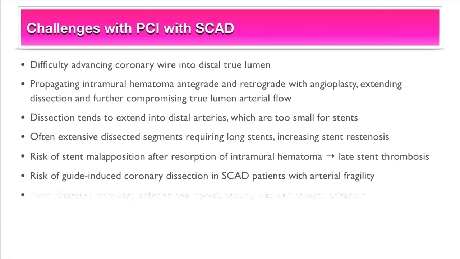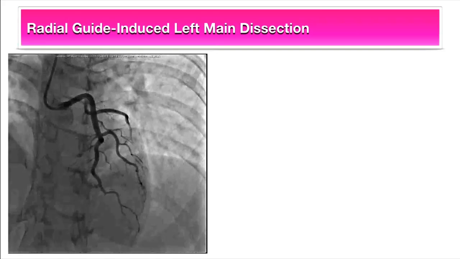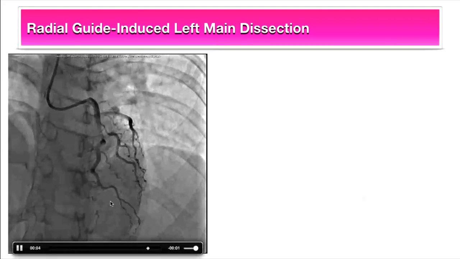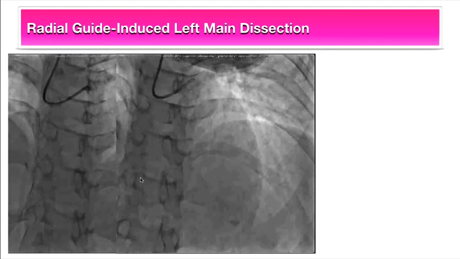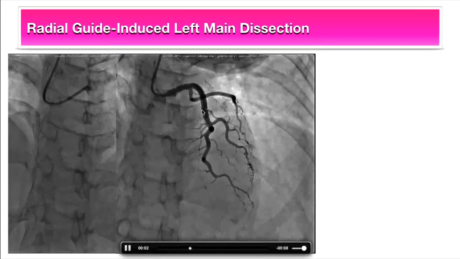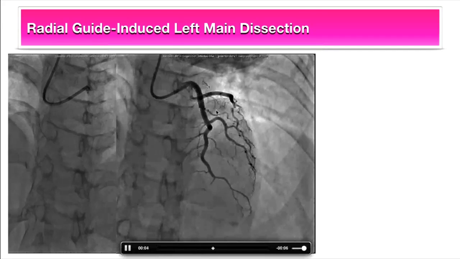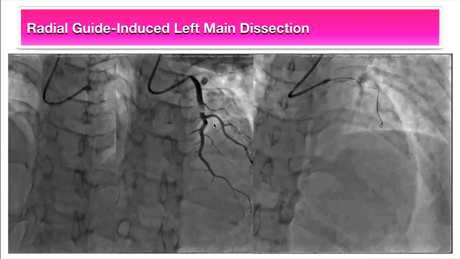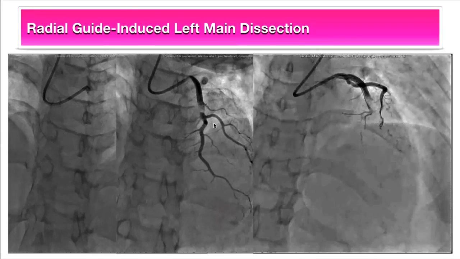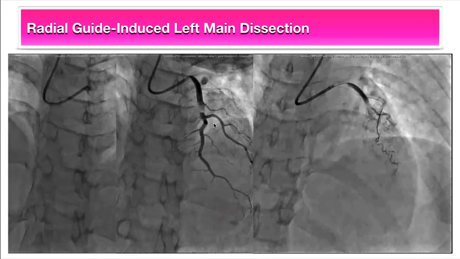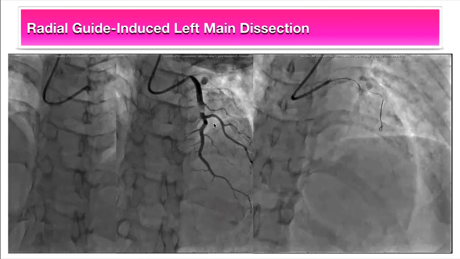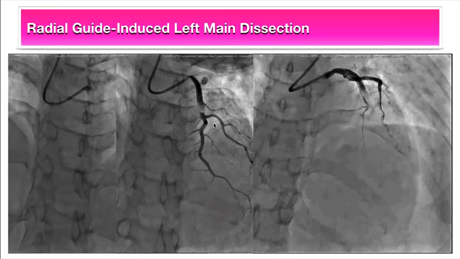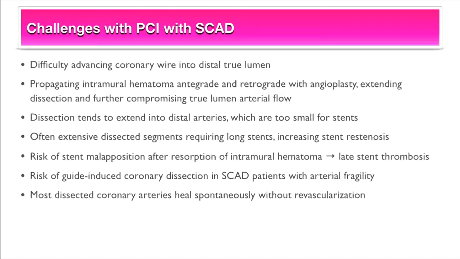There's also a potential risk of guide-induced coronary dissection, especially when doing PCI. In this example here, this patient has an apical LAD dissection, but the guide catheter was relatively deep, and during diagnostic angiography with this guide catheter, there was a guide-induced dissection. Unfortunately, this patient tore the left main because of the guide, and they could not salvage it by PCI, and the patient needed emergency bypass surgery. Therefore, PCI for SCAD is not without risk.